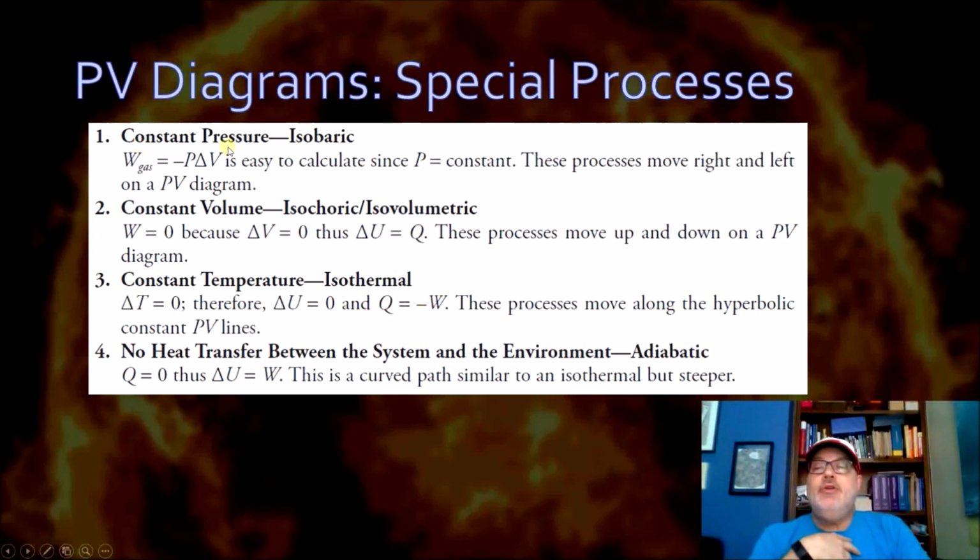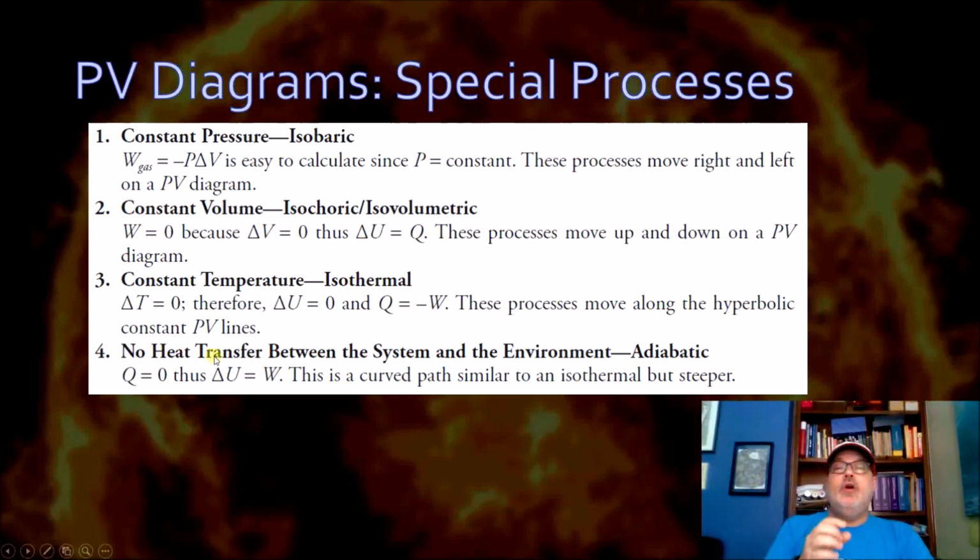If we have a constant pressure process, isobaric, it moves right and left on a PV diagram. So the work is easy to calculate. A constant volume or isochoric or isovolumetric process is one that goes straight up and down. When that happens, there's no work. Therefore, delta U equals Q.